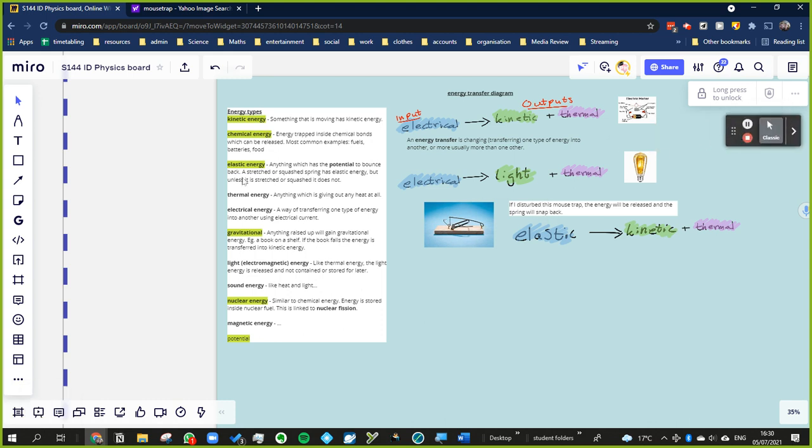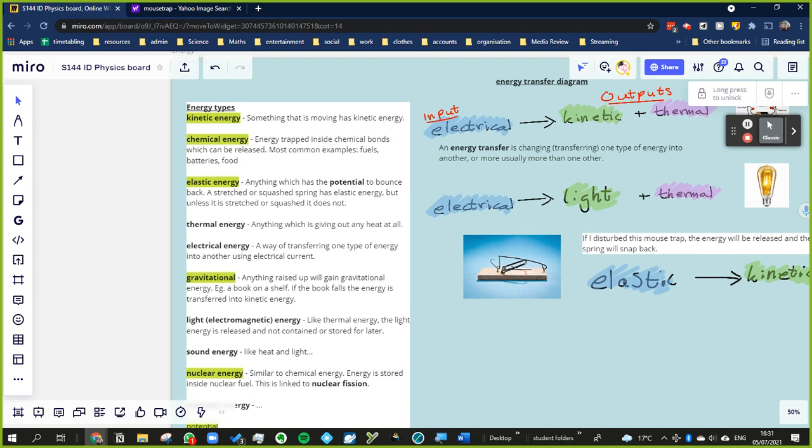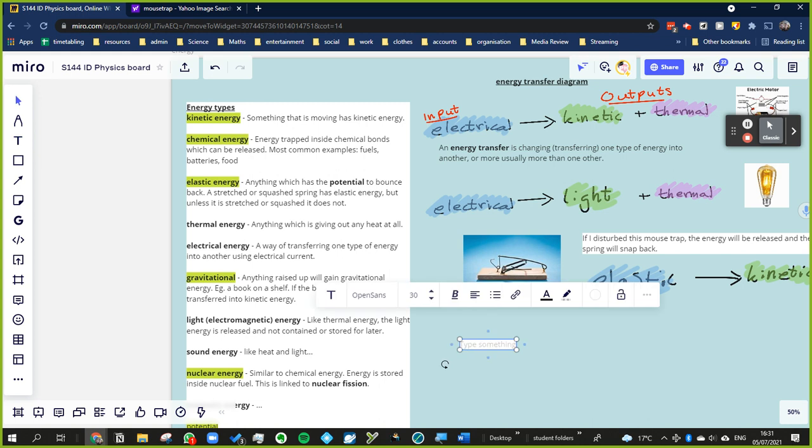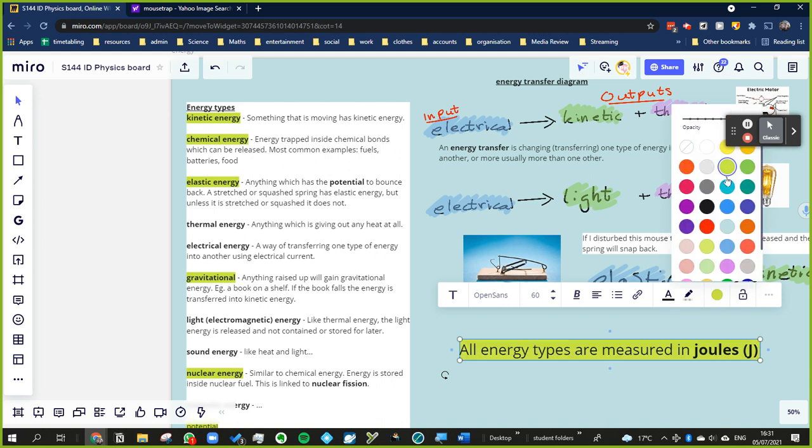So these are the energy types that we can think about. All types of energy can be thought of and categorized into those types. They're all energy, and so they're all measured in something called joules. Okay, so we can say that all energy types are measured in joules, and the symbol for joule is capital J. So let's make that, and we'll highlight it green.